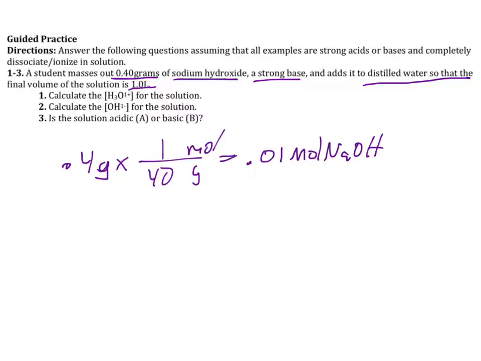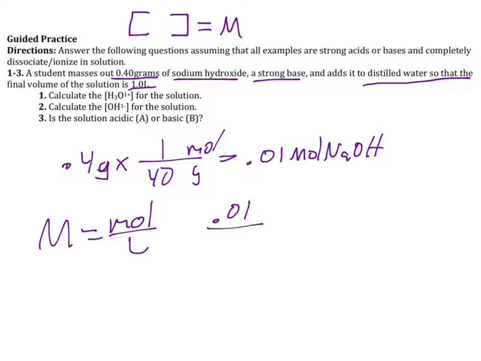Now, we take this 0.01 moles of sodium hydroxide and we put it inside of 1 liter. And the molarity equation tells us that if we take our moles and divide it by our liters, that'll give us the molarity. Now, just a quick reminder, whenever you see these brackets like this, that is the same thing as saying the molarity of something. So what we're going to do is plug this into the equation here. So it's 0.01 divided by 1 liter. And this is going to give us 0.01 molar solution of sodium hydroxide.